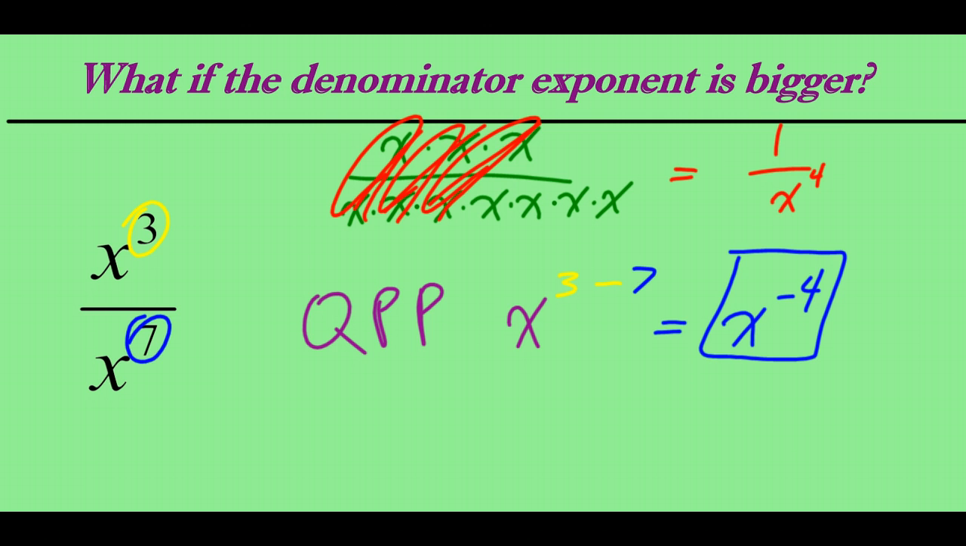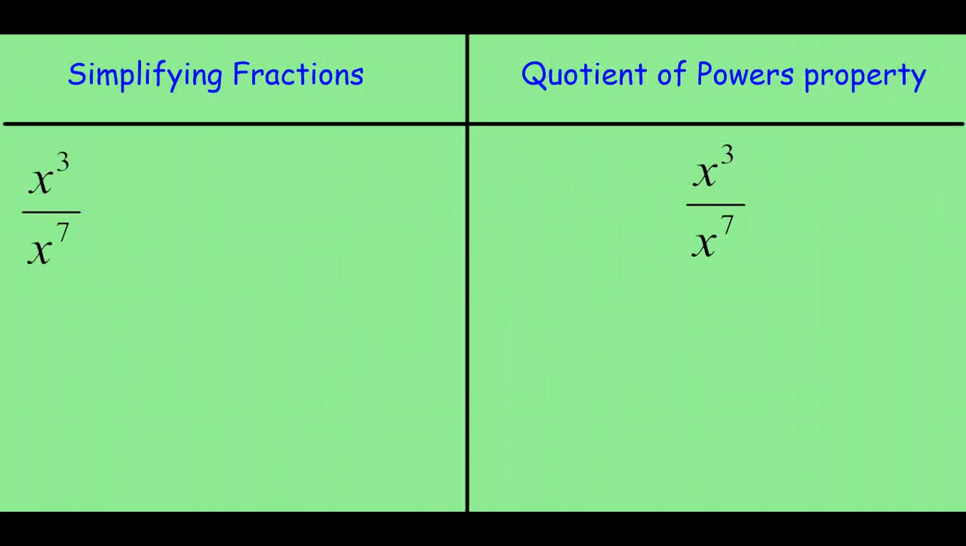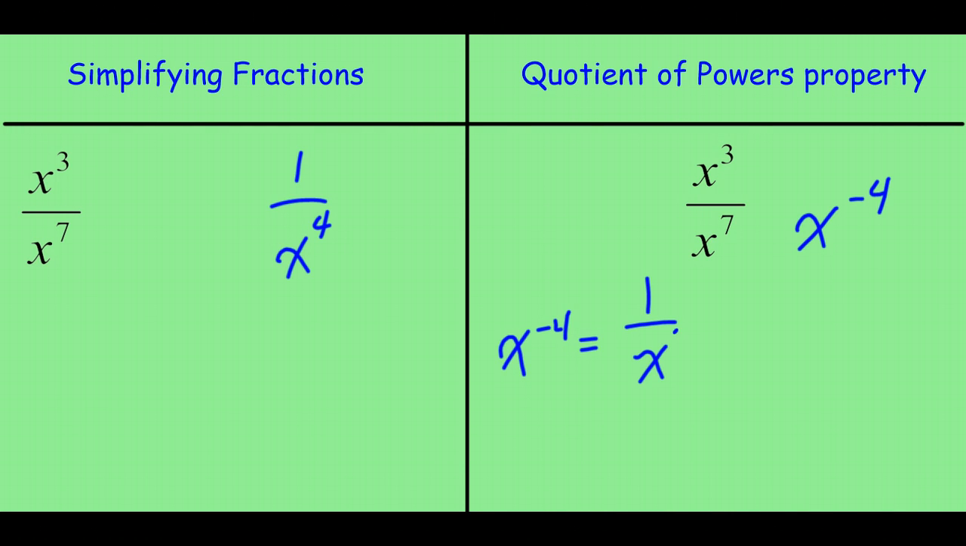So x to the negative fourth and 1 over x to the fourth, if we've done our cancellations correctly, should be the same thing. And so if we look at this again, we had 1 over x to the fourth for simplifying fractions, and x to the negative fourth for the quotient of powers property. That should mean that these two ideas are the same, that x to the negative fourth is actually the same as 1 over x to the fourth.